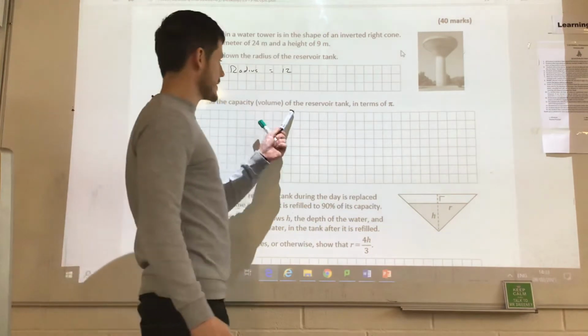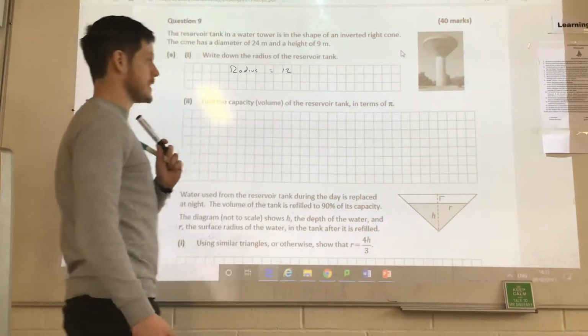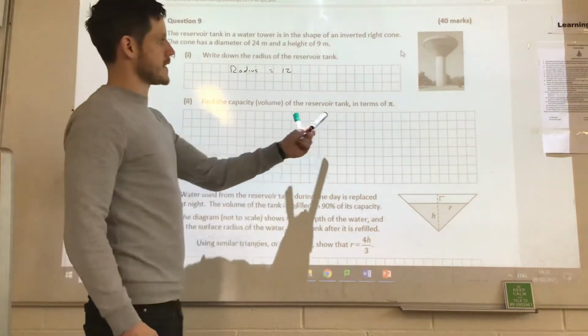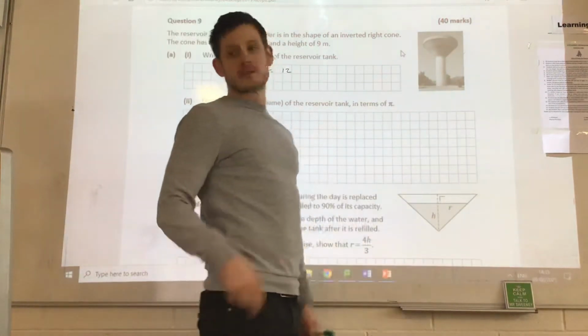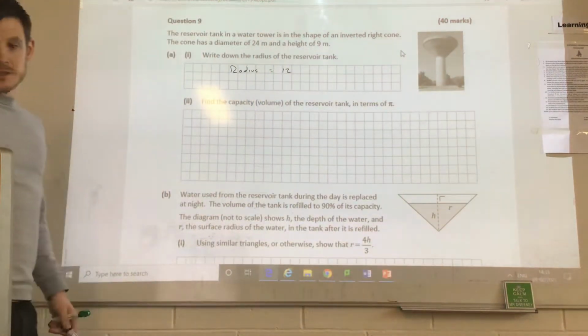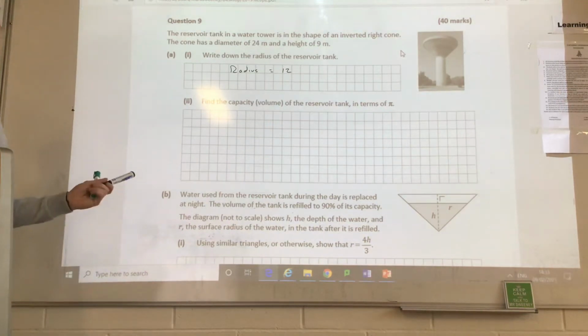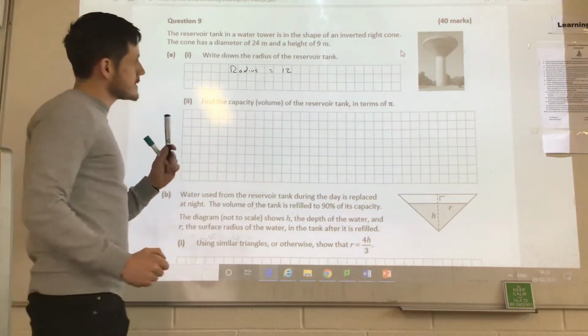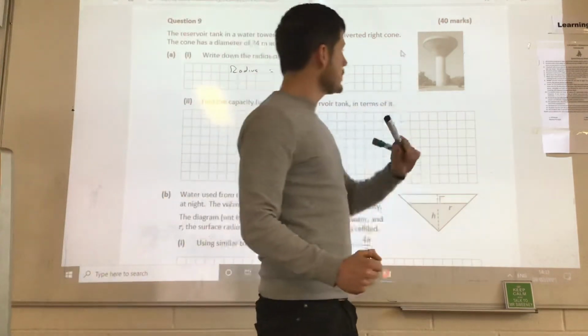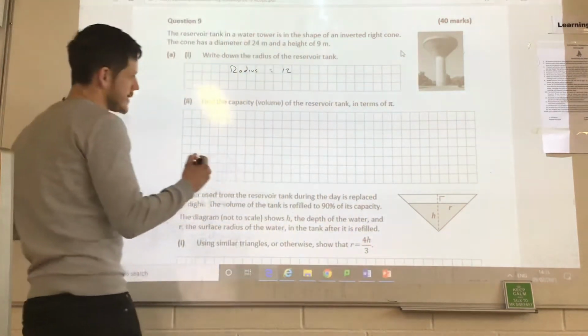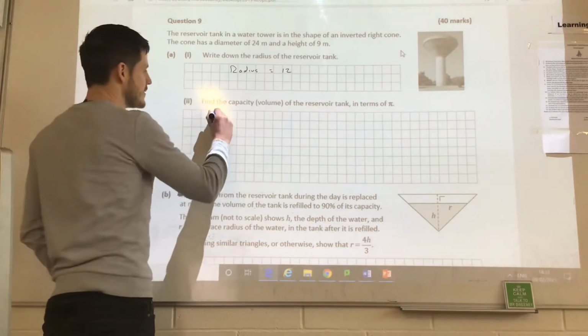Find the capacity, which is the volume. So capacity is a liquid thing. So find the volume of the reservoir tank in terms of pi. So that means we just don't multiply out the pi there. So first thing we're going to do is figure out what formula we're using. When you look here, it says that it is an inverted cone, so we're going to use the cone formula. So you go to your table book and you find the volume of a cone.